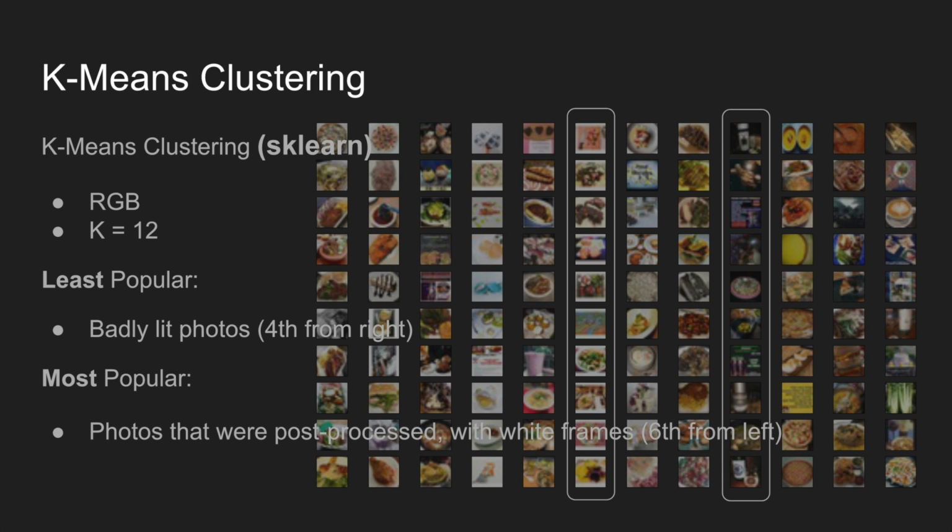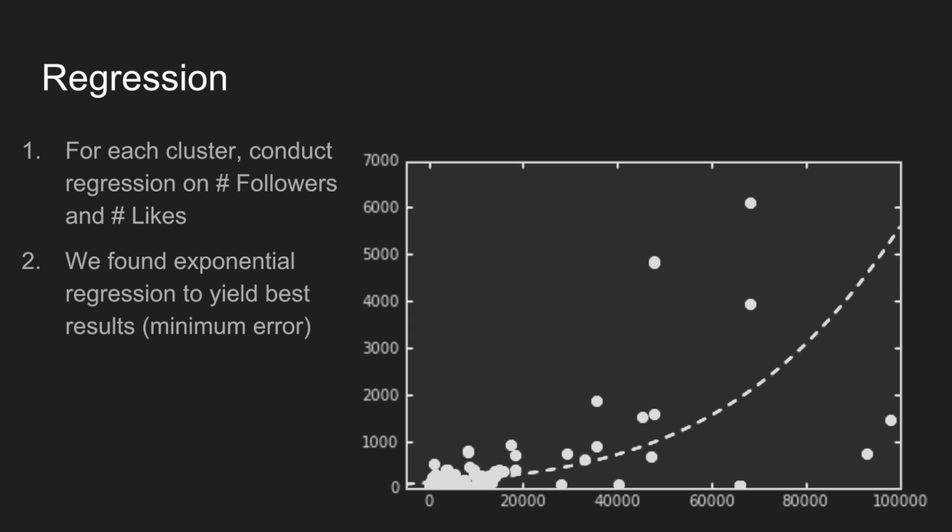So in our project, we perform k-means clustering from the sklearn library on the RGB data with 12 clusters. The images on the right signify the clusters. We can see that the least popular cluster is the badly lit photos, and the most popular cluster are the photos that are post-processed and put into a white frame.